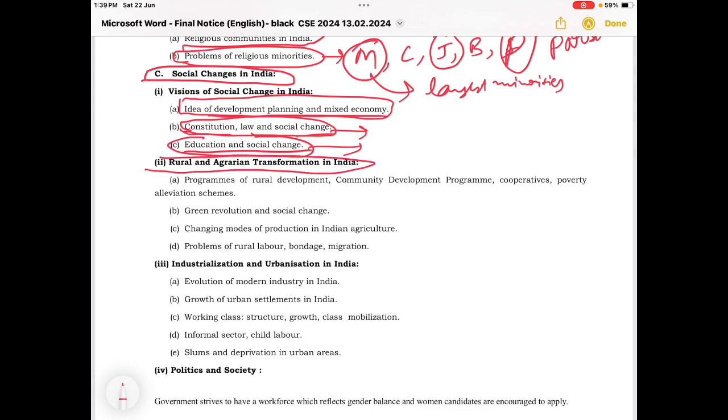Now here, rural agriculture and transport. Earlier we read about the agricultural structure, industrial structure, and middle class structure, and here we will read about the rural and agrarian transformation of India. We will see the different schemes launched at the time of independence, in Jawaharlal Nehru's time, which we have also read in your GS classes, like rural development, community development programme, and cooperatives to poverty alleviation schemes. We will also deal with the current schemes coming in the news, which today's government has launched.